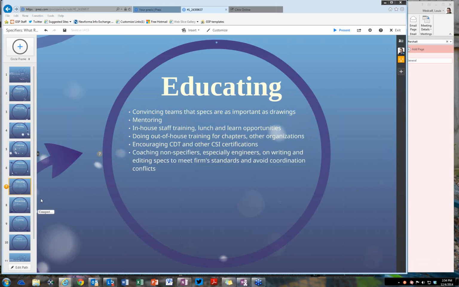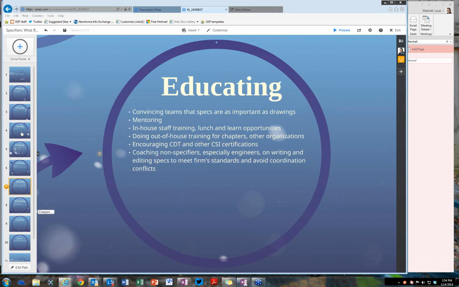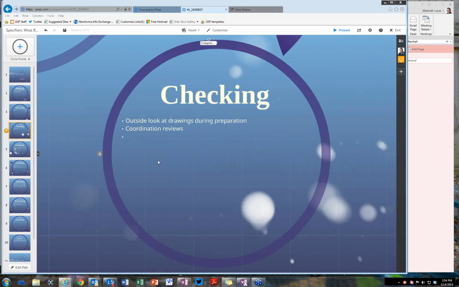Let's see. What is that? We haven't done much with the checking. Okay, so you want to change gears again. Well, just trying to keep everybody on their toes. That's right.